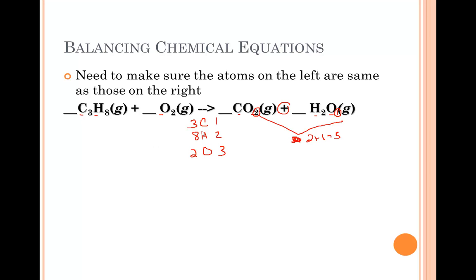So to get the right hand side here to make 3, I can multiply this by 3. So I'm multiplying the entire compound by 3. So I have 3 carbons. This now changes our oxygens. So instead of having 3 oxygens, I now have 3 times 2, which is 6, plus another one from over here, is equal to 7.